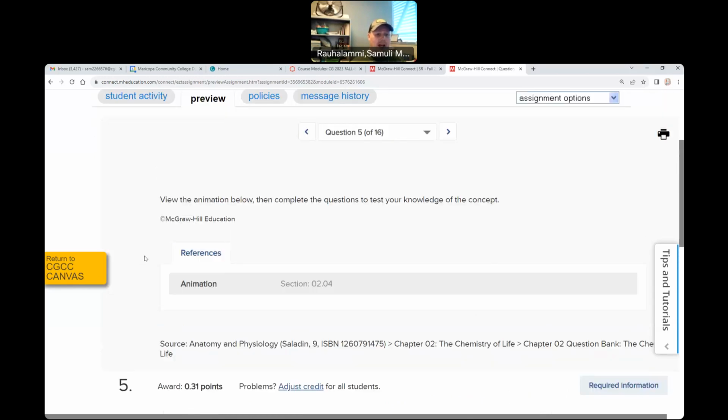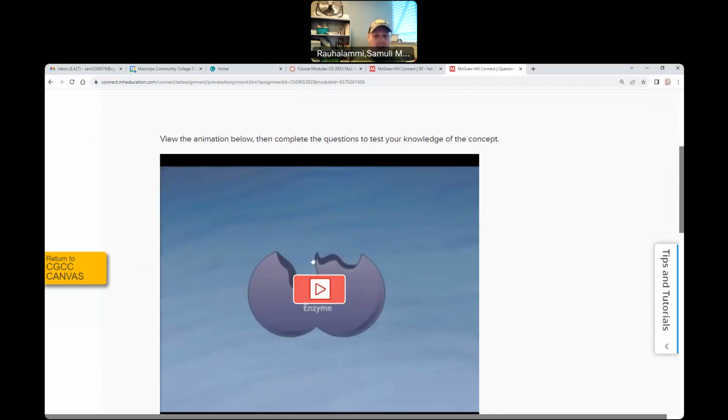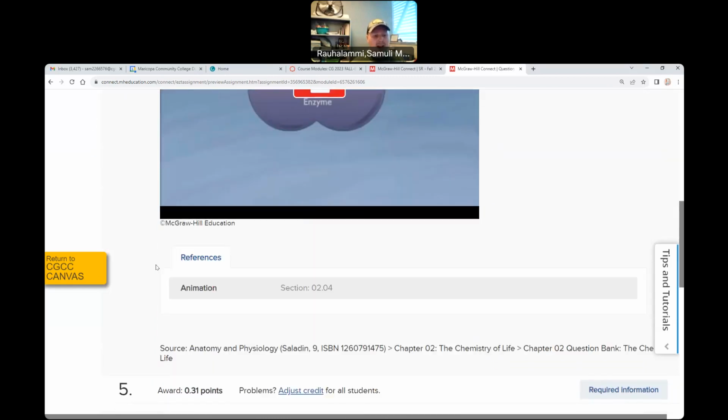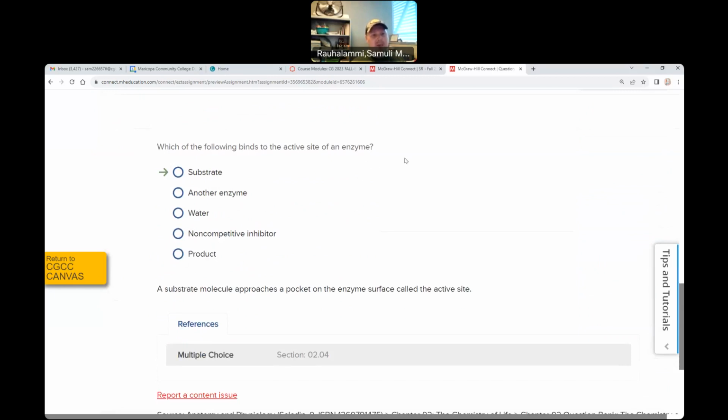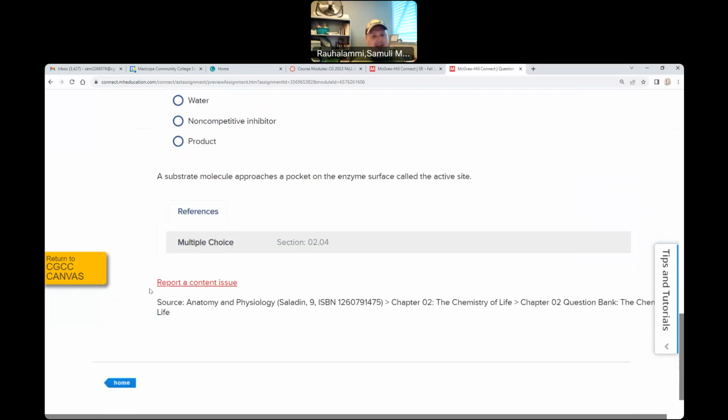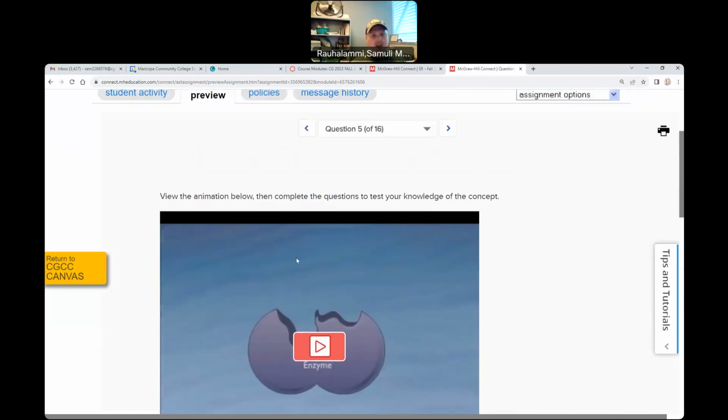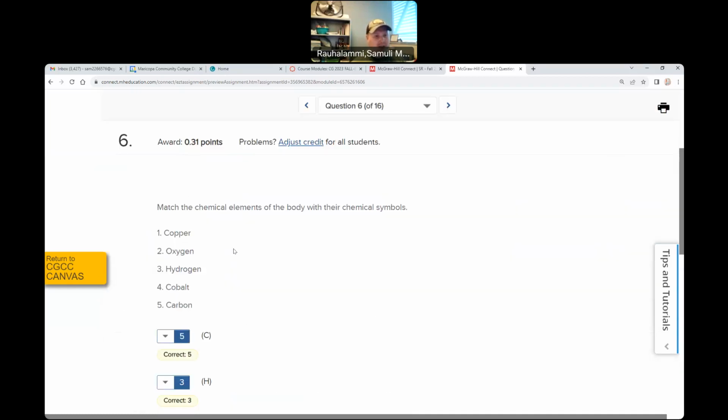The next question that we have here actually comes with an animation that you will watch, and then you'll be able to answer questions relating to that animation. In this one, we're being asked which of the following binds to an active site of an enzyme, and that would be the substrate that binds to the active site of an enzyme. Remember, an enzyme was something that assisted the chemical reaction to happen, and in this case it was the substrate that bound to the active site of an enzyme. Good animation for you to watch. I definitely would encourage you.